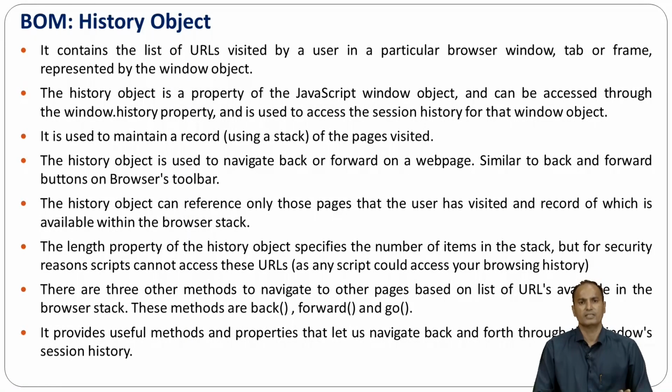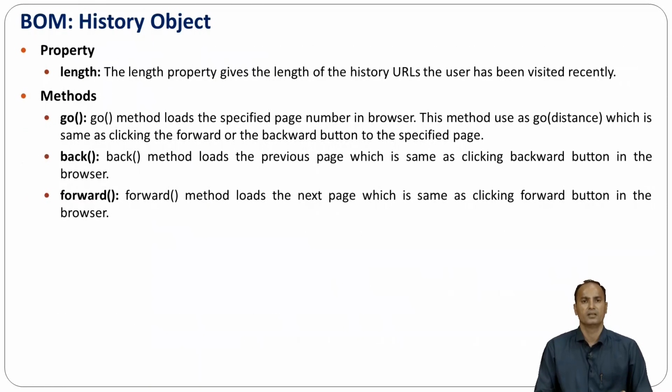It has a number of methods through which we can navigate, move back and move forward through the navigation links. The length property of the history object specifies the number of items in a stack, but for security reasons scripts can't access these URLs. The property of the history object is length only, while the methods are go, back and forward. The go method loads the specified page number in the browser.